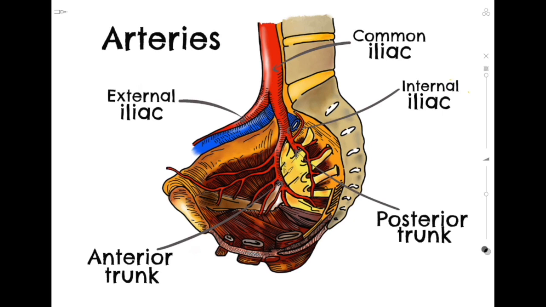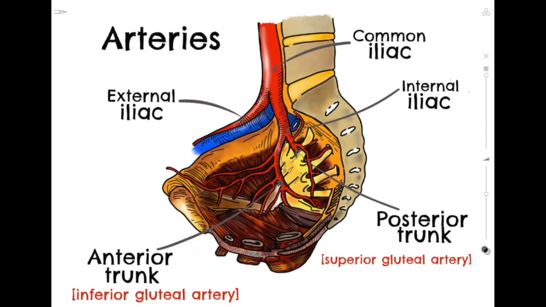So the abdominal aorta splits into the common iliac on either side, and then we get an internal iliac that crosses the pelvic brim and supplies viscera and structures inside the pelvic cavity, while the external iliac becomes the femoral artery. The internal iliac splits into an anterior trunk and a posterior trunk. The anterior trunk becomes the inferior gluteal artery, that's its terminal branch, and the posterior trunk becomes the superior gluteal artery. Both emerge into the gluteal region.